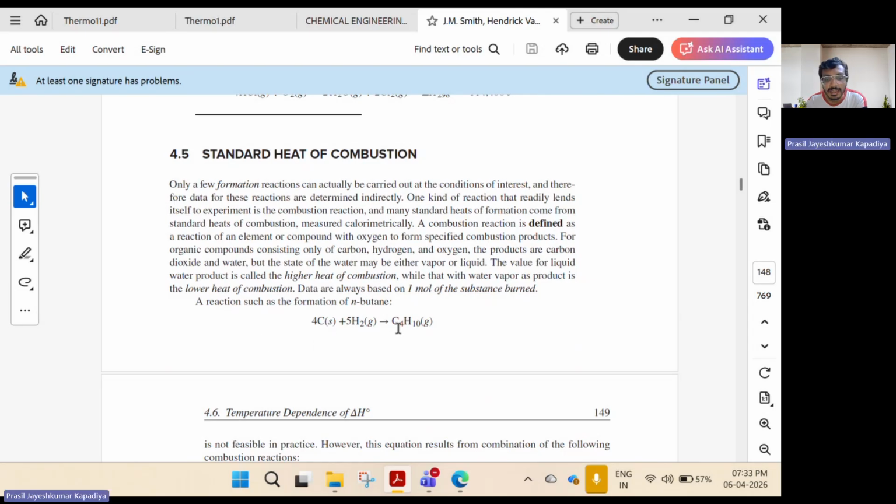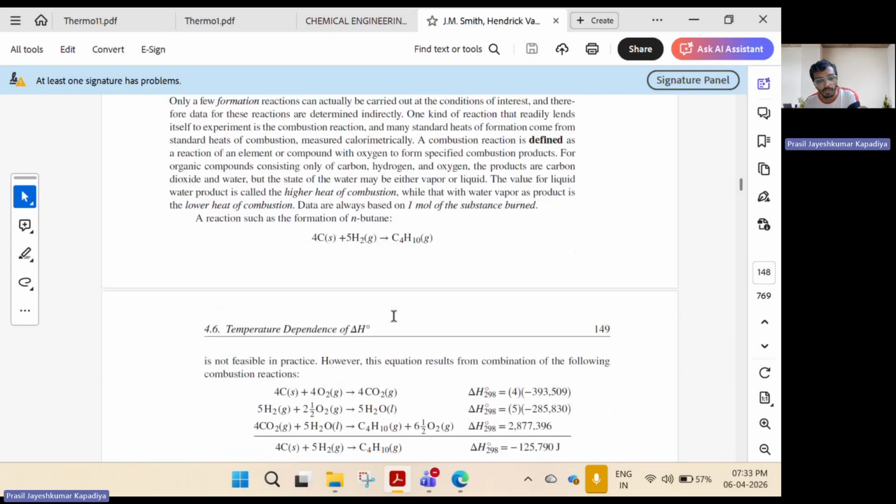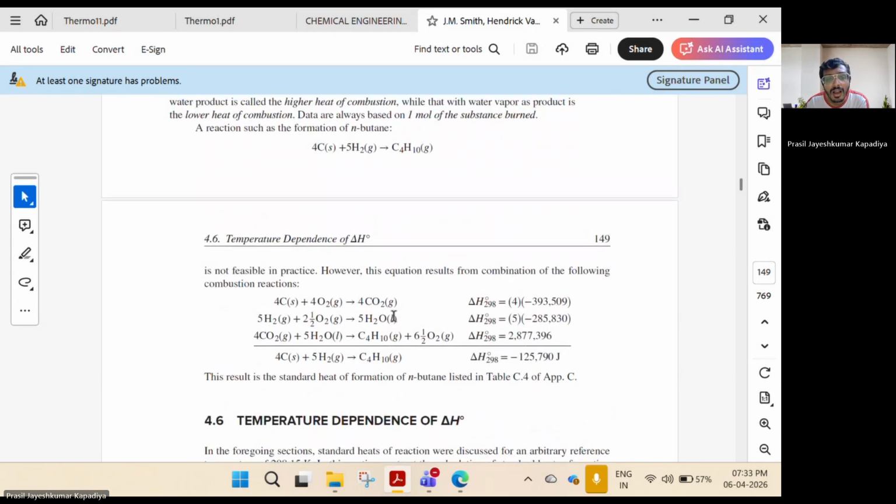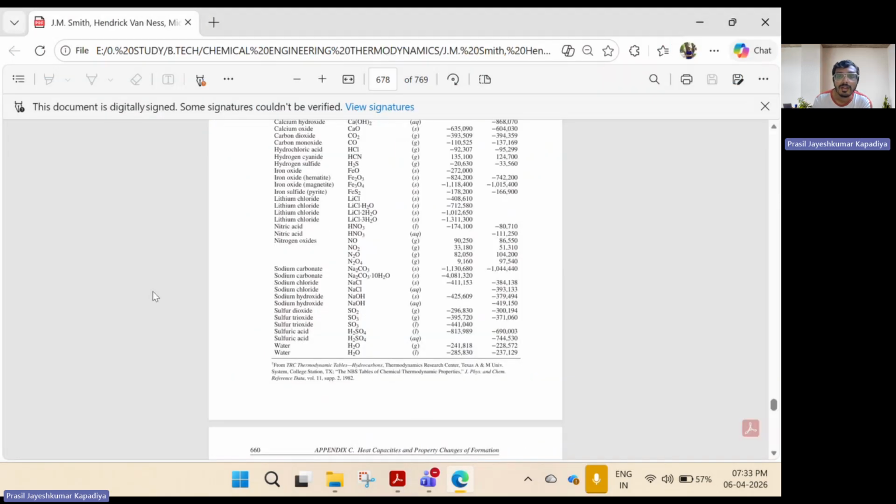See this example, butane, C4H10. So 4C plus 5H2 giving C4H10. This is not generally feasible. So what we do, we know the data for CO2, we know it for H2O, and we have this one combustion reaction, C4H10 plus oxygen giving 4CO2 plus 5H2O. From there we can find 4 carbon plus 5 hydrogen giving C4H10. Okay, then these tables are also there.